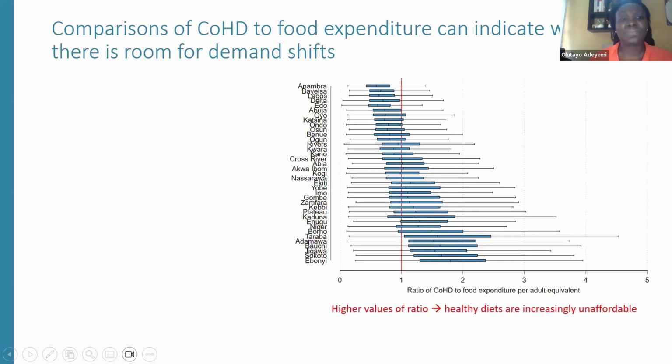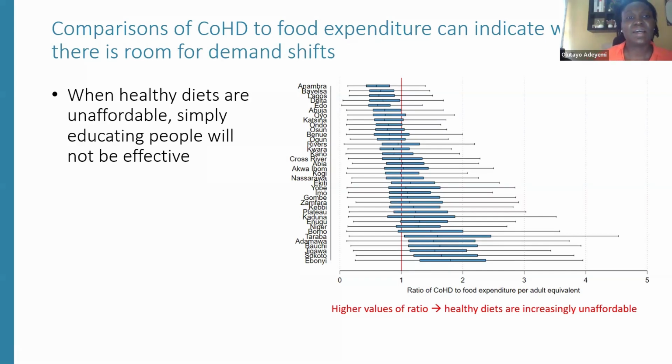distribution. And then if you look at the one where we talk about displacement, so are people eating less healthy diets, like displacing low-cost healthy diets for less healthy diets? As I mentioned, if healthy diets are unaffordable, then educating people will not be effective because they can't afford it, and that's the end.